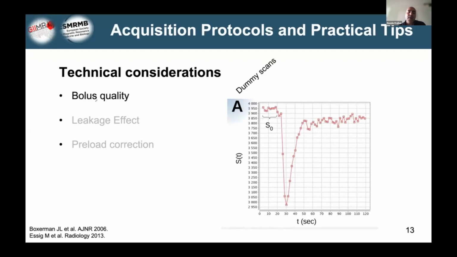Ideally, we aim for a compact and well-defined bolus, which will result in a sharp and deep signal drop during the first pass. This allows accurate characterization of the hemodynamic response and improves the quality of the arterial input function. If the bolus is dispersed, the signal becomes broader and less pronounced, and this reduces the contrast to noise and can lead to underestimation of perfusion parameters. So in practice, bolus quality is not just a technical detail, it directly impacts the accuracy of dynamic susceptibility contrast measurements. And some dummy scans can be added.